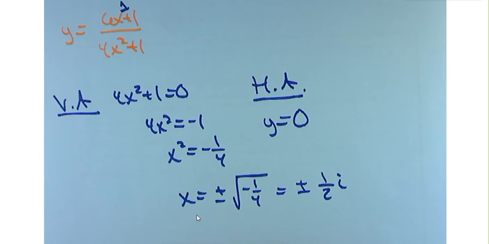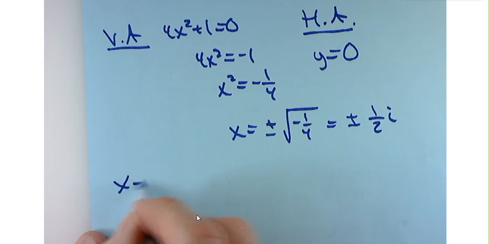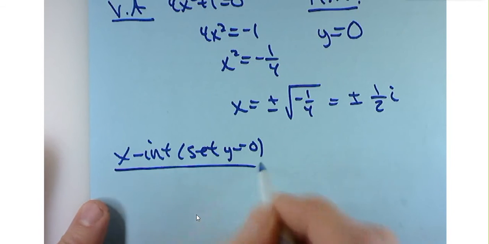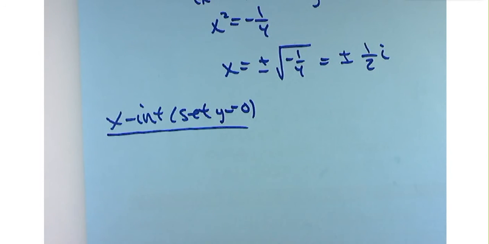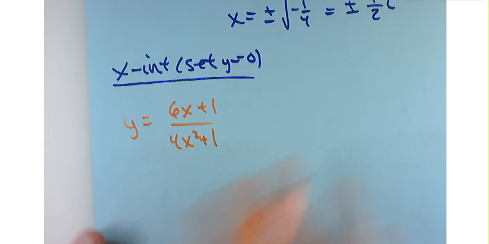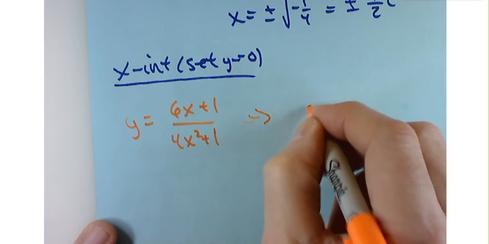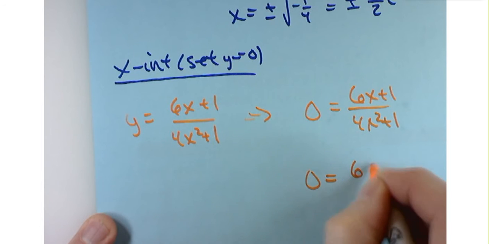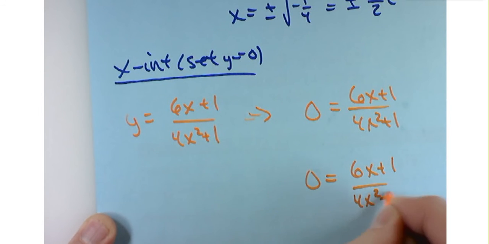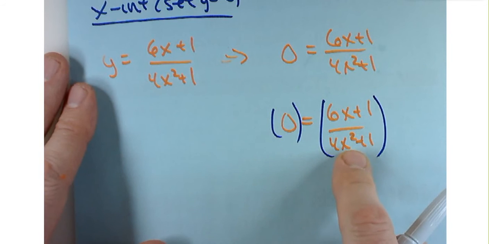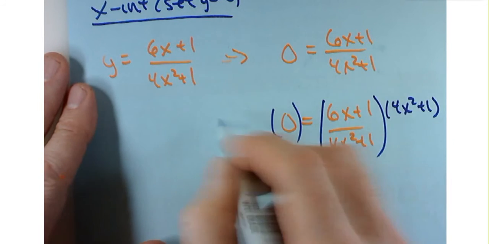All right, so let's see if we can't figure out some other things about this. How about the x and y intercepts? So x-intercept, set y equal to 0. And that's going to be, well, let's see. Let's start back here at y equals (6x plus 1) over (4x squared plus 1). If I set y equal to 0, that's going to look like 0 equals (6x plus 1) over (4x squared plus 1). Now, solving this is actually a lot easier than you think. Because what I'm going to do is get rid of the denominator. You can get rid of the denominator by multiplying both sides by 4x squared plus 1.